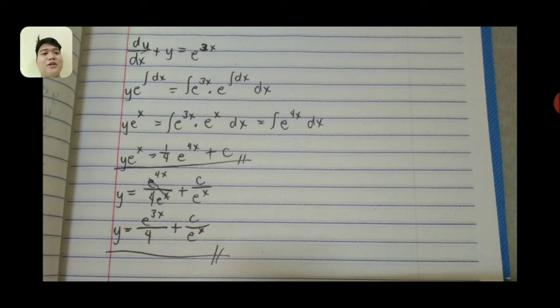If we solve for y, we multiply both sides by e raised to minus x, since e raised to x is the one we remove. So y equals e raised to 4x over 4 e raised to x plus c over e raised to x. The e raised to x cancels, so y equals e raised to 3x over 4 plus c over e raised to x. So that's the answer.